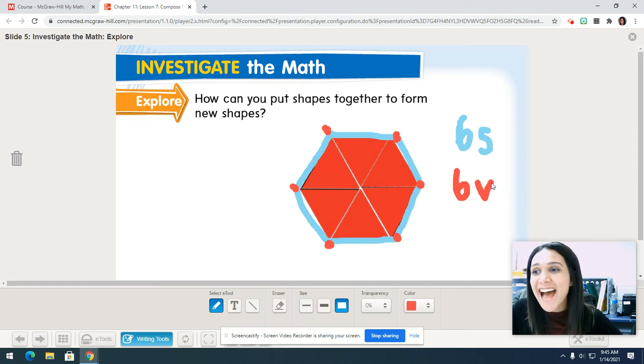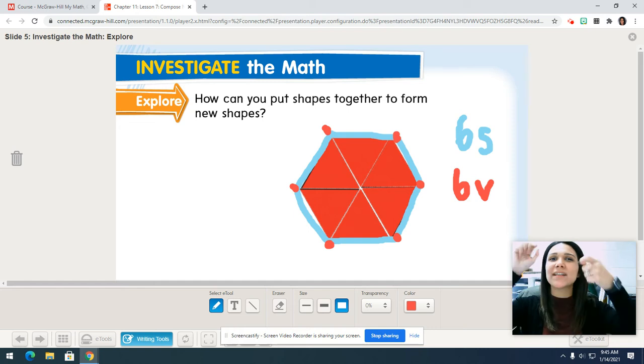V. Great job. 6 vertices. V stands for vertices. We have 6 sides, 6 vertices. What means 6 equals 6? Did you say hex? Yes. Echo me. Hex. Hex. Hex equals 6.